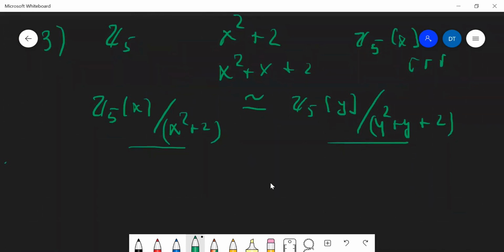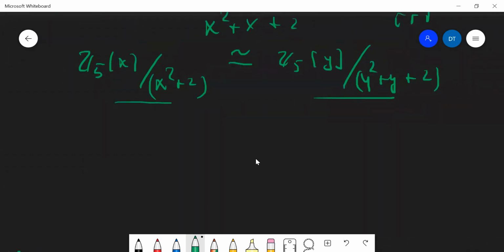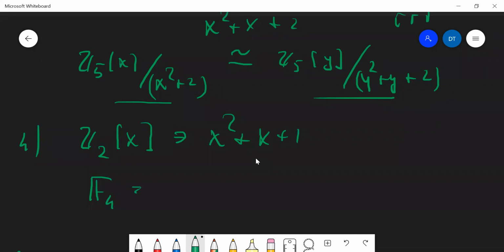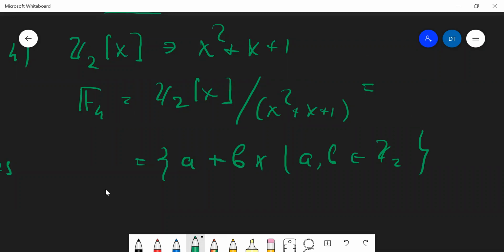Yeah. Another example is this. So if you take, say, Z2, there is only one irreducible polynomial of degree 2, and then F4 can be constructed uniquely. And let me describe its elements explicitly. So the elements of F4 are just these polynomials, a plus bx, where a and b are elements of Z2. So there are only 4 elements.